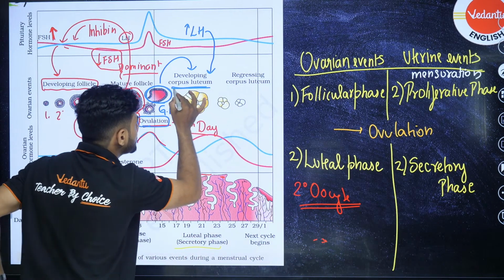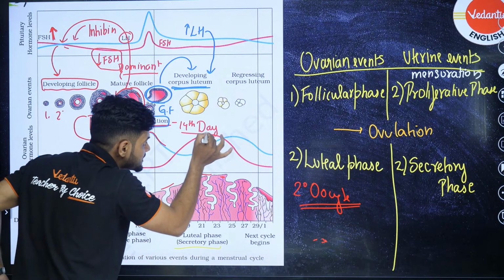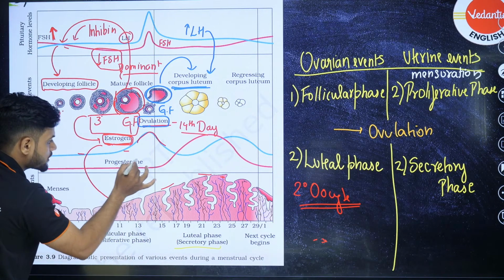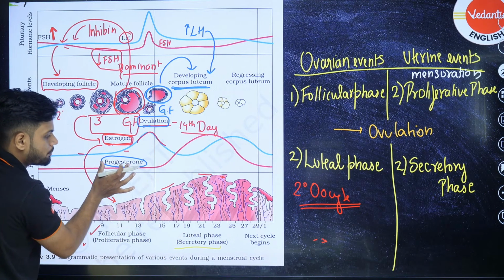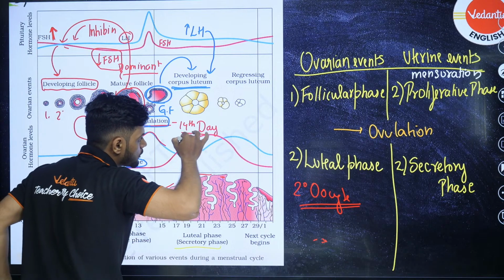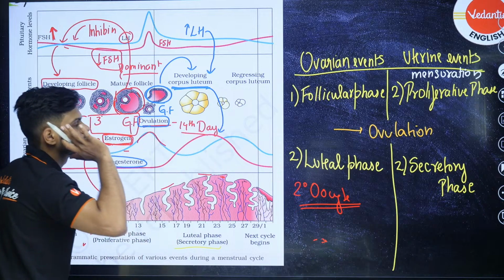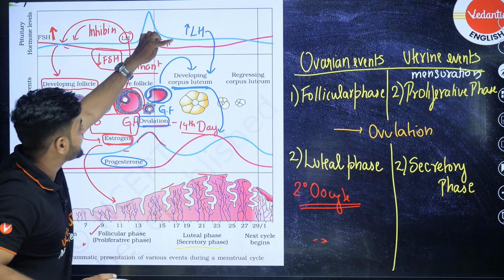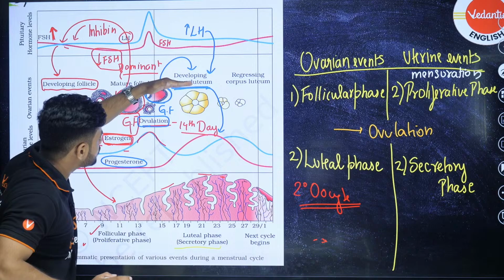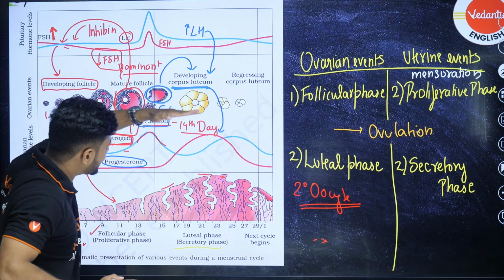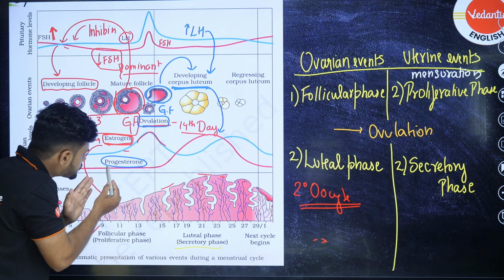See, corpus luteum is there. Can you see the red line is increasing here? The red line is progesterone. So, progesterone is increasing. Corpus luteum is producing progesterone. So, increase in level of LH, LH is maintaining the corpus luteum, and corpus luteum is producing progesterone.